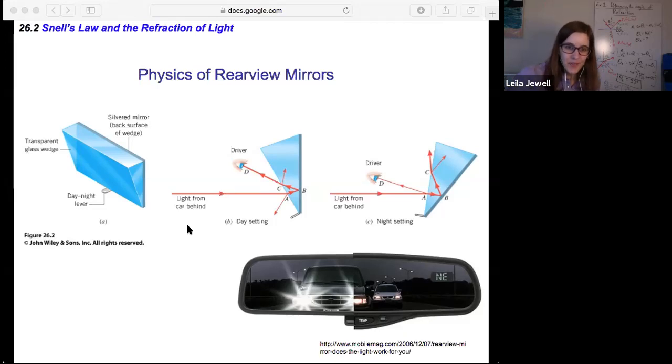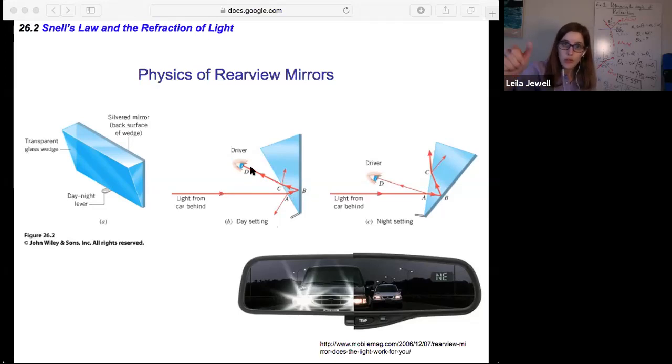So what happens is in the day setting, which is the default one, light from behind you, like from the car's headlights, comes in and there's a little transparent glass wedge. It refracts into the glass wedge, and then there's a mirror on the back, and that will reflect most of the light back to your eye. Some of the light will still reflect off the glass wedge at the interface between the glass wedge and the air. But most of it is just passing through to the mirror and back to your eye.